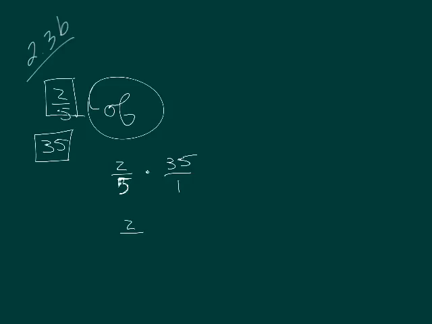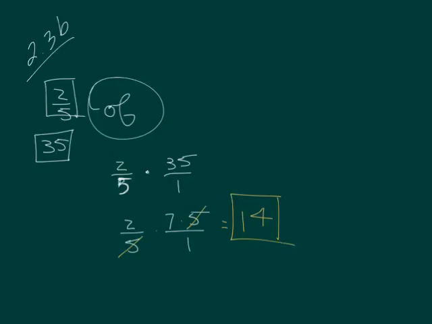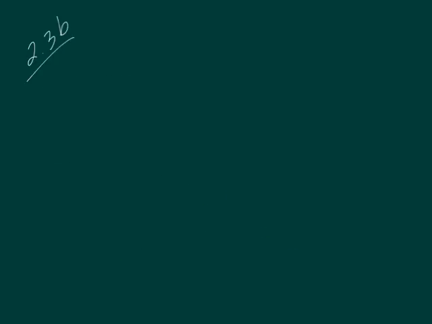Or I can write my 35 as a product of primes. And then I can cancel my 5's and I get 14. So 14 out of 35 students in this class have been in a car where a cell phone has been used unsafely. All right, so let's go on to area of a triangle.